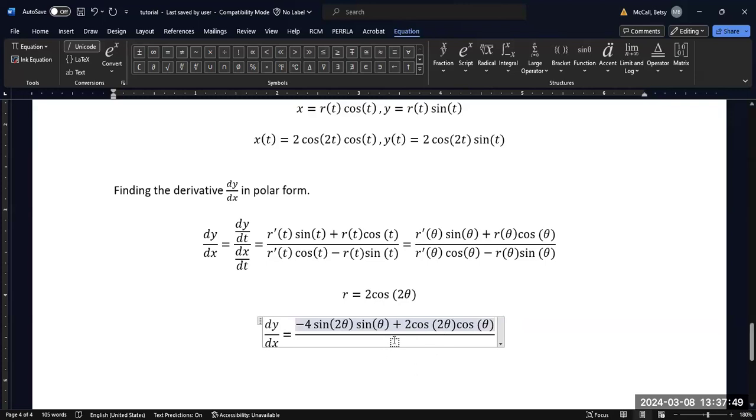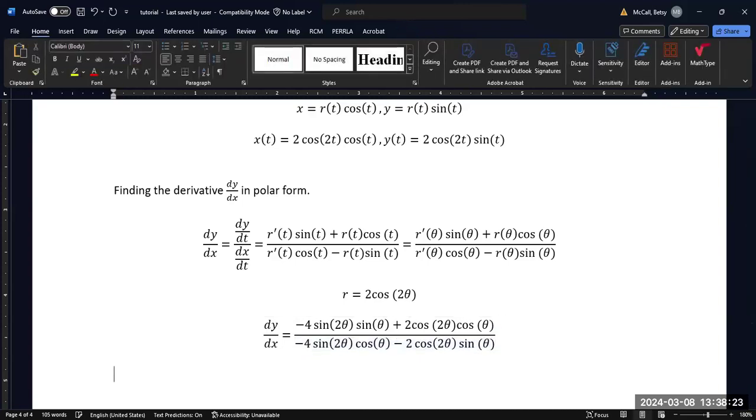And then in the denominator, same components, but rearranged. So we still have negative 4 sine of 2 theta, but now it's times cosine theta, minus the original 2 cosine 2 theta times sine of theta.